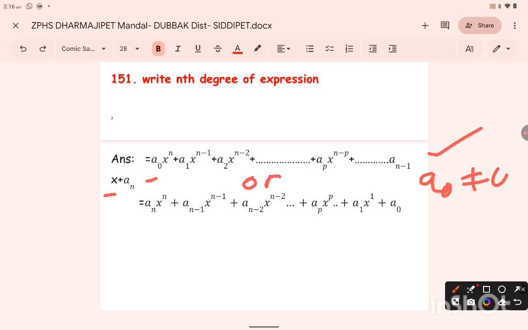Now the second answer is an x to the power of n plus a(n minus 1) x to the power of n minus 1 plus a(n minus 2) x to the power of n minus 2, and so on, ap x to the power of p, and so on, plus a1 x power 1 plus a0. Here also, what is the condition? The coefficient of x to the power of n, an, is not equal to 0. These two are the general forms of an nth degree expression.